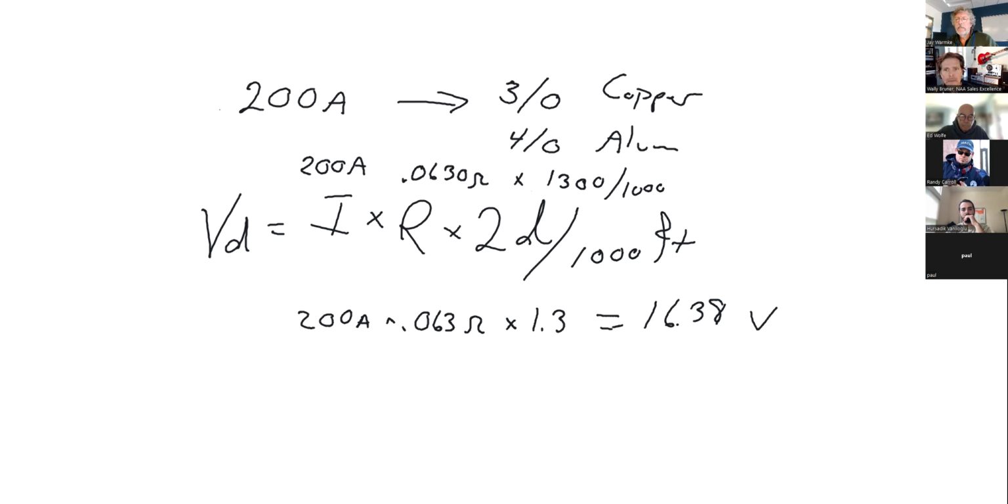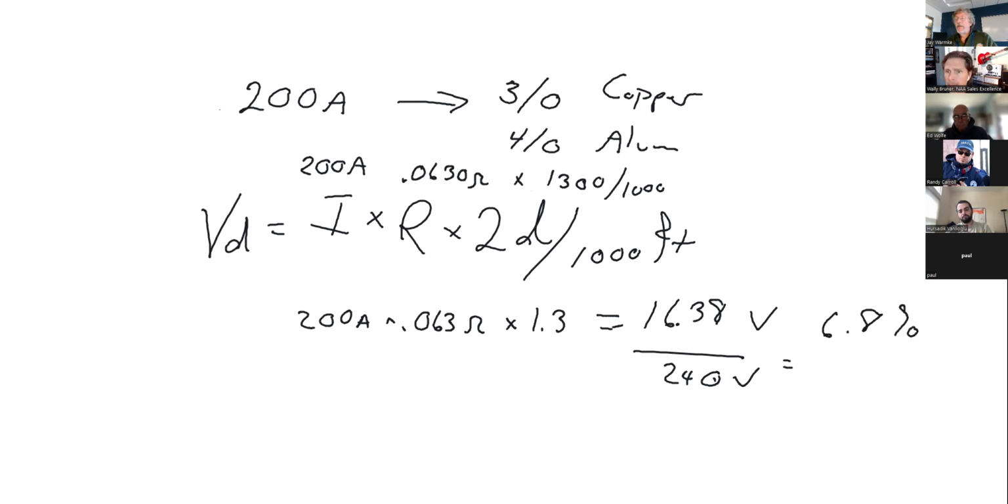All right, 16.38. Well, what's the service coming in? It's 240 volts. So it looks like you're going to have relatively significant voltage drop, right? Yes, 6%, almost 7%. 6.8%.